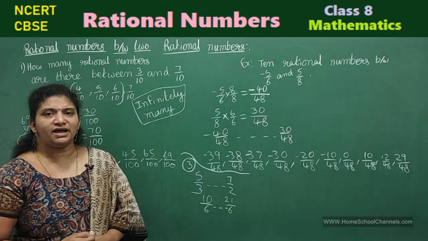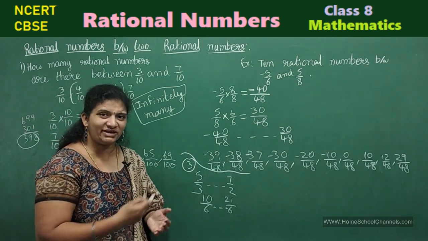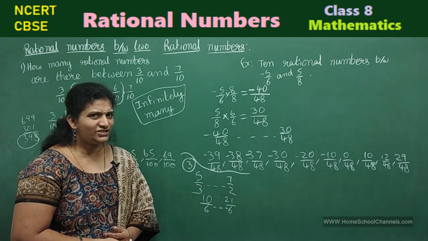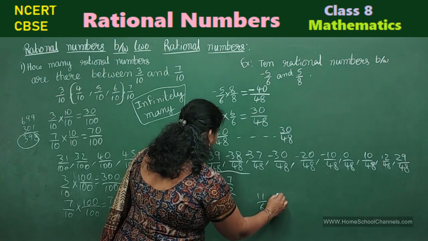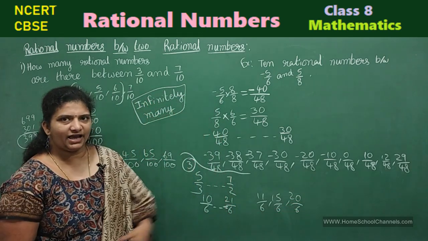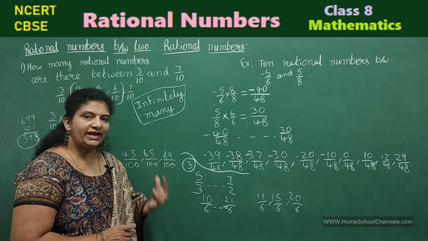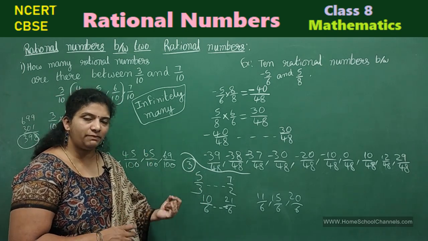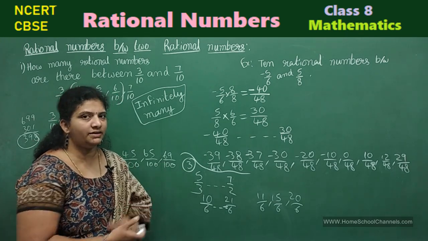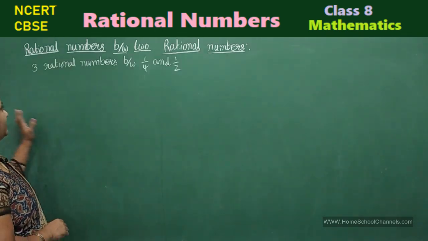See, 3 rational numbers: 11 by 6, 12 by 6, 13 by 6, 14 by 6, 15 by 6. Like this, up to 20 by 6 you can say. Yes or no? 11 by 6, 15 by 6, 20 by 6. Only 3, as 3 I have written. Okay. First, in the given 2 rational numbers, try to make the denominators the same by multiplying with the denominator of the other rational number, and then you can see the middle numbers. Is this clear?